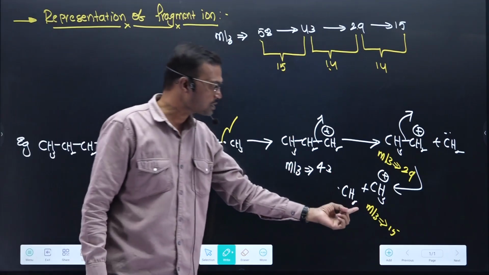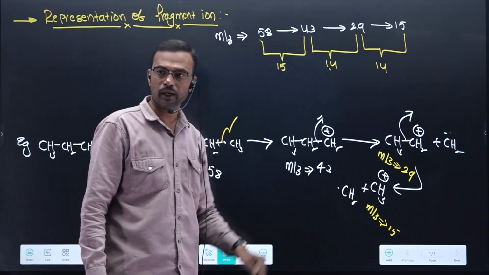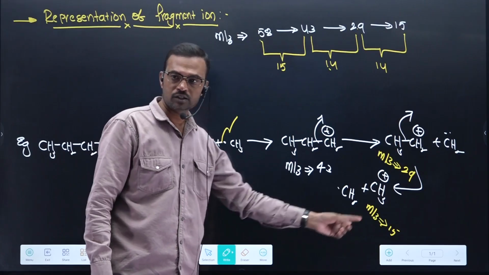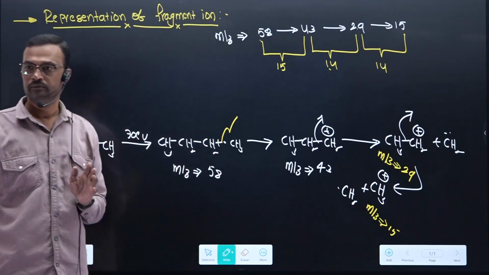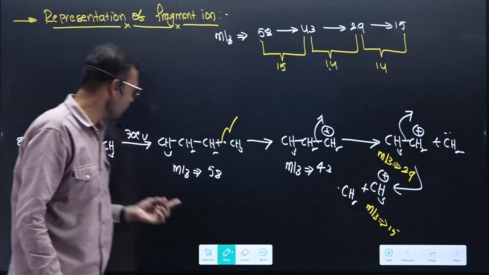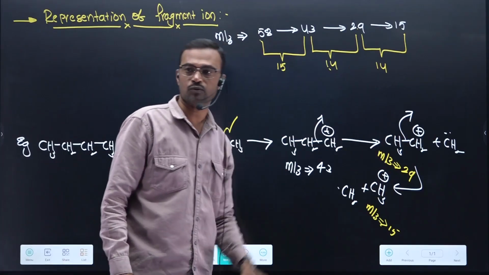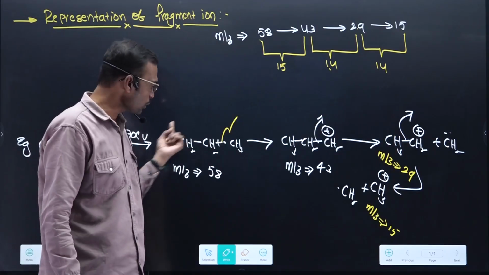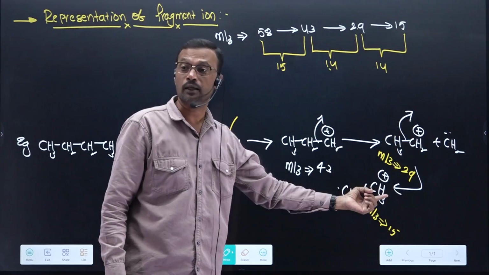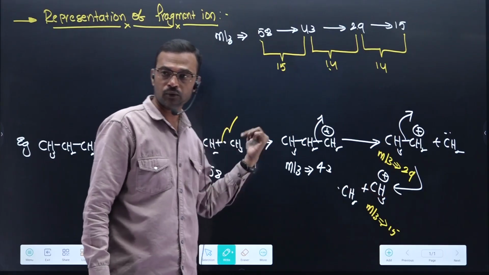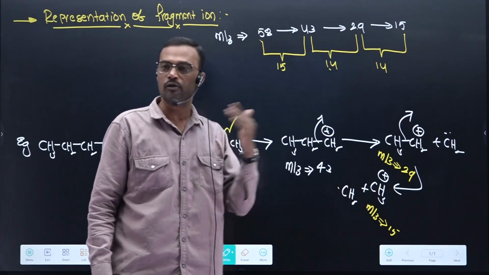See, can you prepare CH3 plus directly? No. Is CH3 given by the molecular ion? Yes, the molecular ion gives it, but not directly. First it gives this one, then this one, then this one. You remember this. Is this molecule responsible to give CH3 plus or not? Yes, but not directly. It can give the m/z 15 fragment, but indirectly.